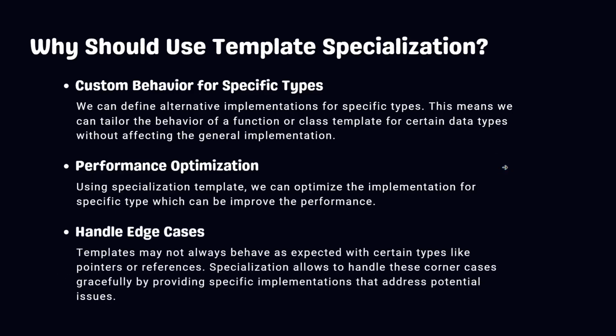Another is handling edge cases. That means we saw the same add method was not supporting character and string, but we handle such edge cases using template specialization. So these are the three reasons why we should use template specialization. If in our project we come across such a requirement, we should at least try to see the template specialization and use it.